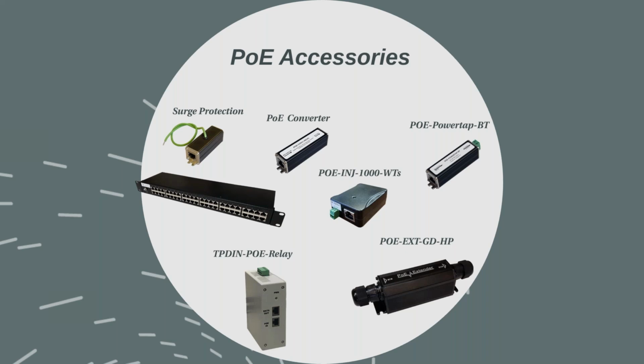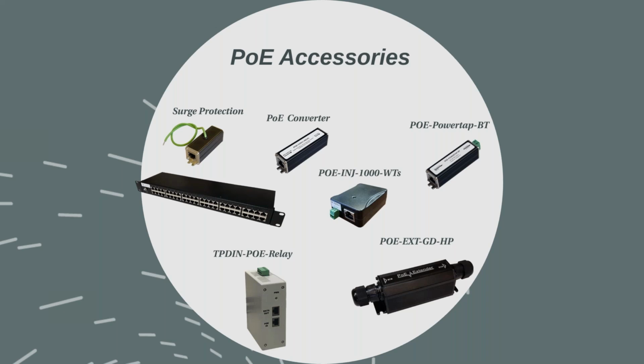Our PoE Power Tap BT, what this does is it'll take in the Ethernet 802.3 BT into the inline and then give you the 90 watts of power on a positive negative wire terminal. So if you're powering something that can't take PoE but needs to be hardwired, this is a great device for that, another inline accessory.